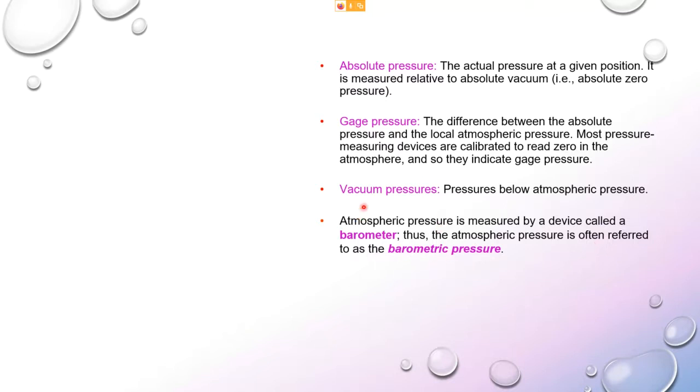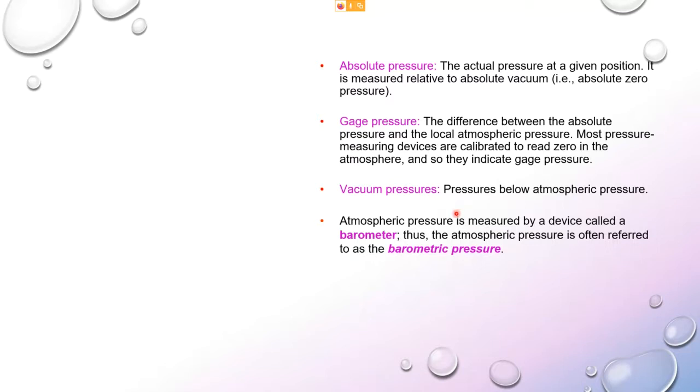That is atmospheric pressure. So if you take gauge pressure plus the atmospheric pressure, you have what we call absolute pressure. Okay, absolute pressure means gauge pressure plus atmospheric pressure. Any pressure that is below atmospheric is usually known as vacuum pressure.